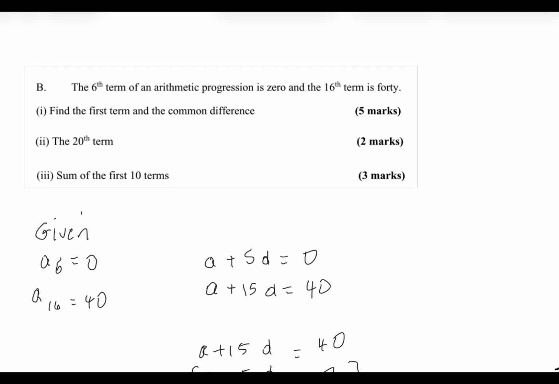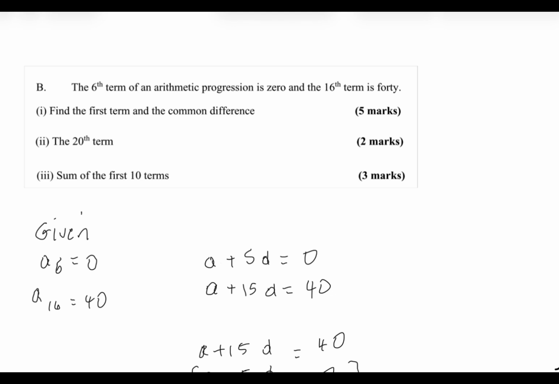Next example of a past paper type question. The 6th term of an arithmetic progression is 0 and the 16th term is 40. 1, find the first term and the common difference. 2, find the 20th term. And 3, find the sum of the first 10 terms.